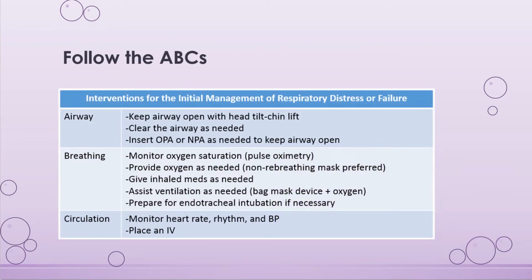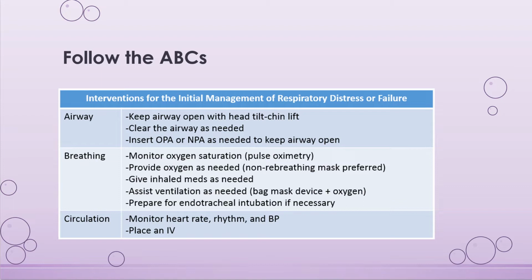So we're going to follow the ABCs here. Airway, breathing, circulation. These are our priorities here. So interventions for the initial management of respiratory distress or failure. If our patient says they can't breathe or they don't appear to be doing the work of breathing, our first check is airway. We want to keep the airway open with the head tilt, chin lift. Or if we're suspecting a neck injury or something, we could do the jaw thrust. We're going to clear the airway as needed, and we may insert an oropharyngeal airway or a nasopharyngeal airway. We'll look at that on another slide, what those look like. We want to make sure the airway stays open.